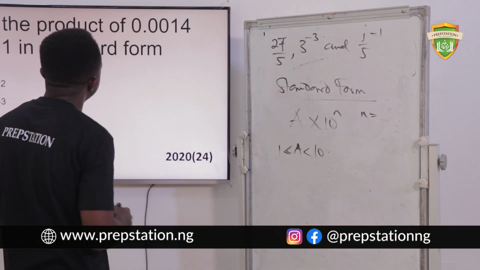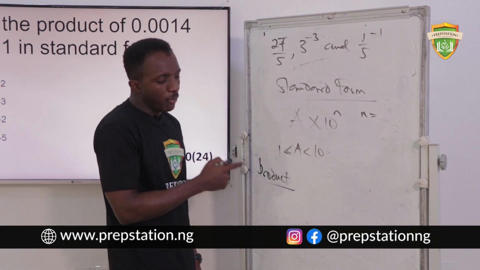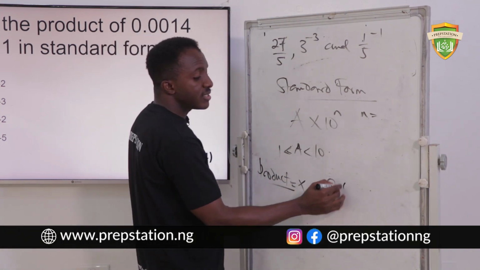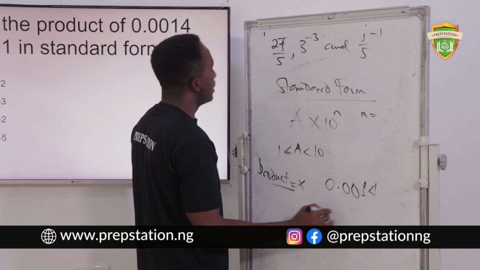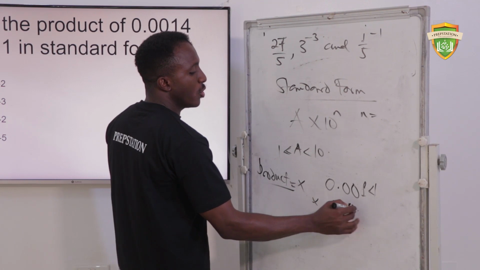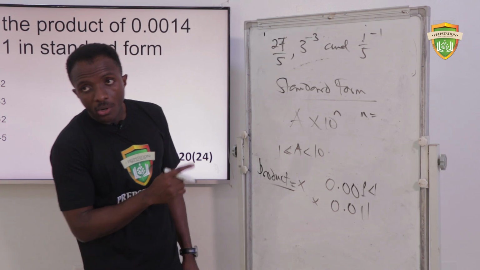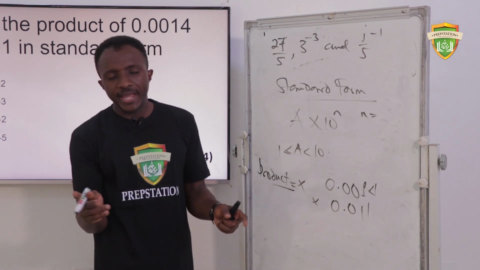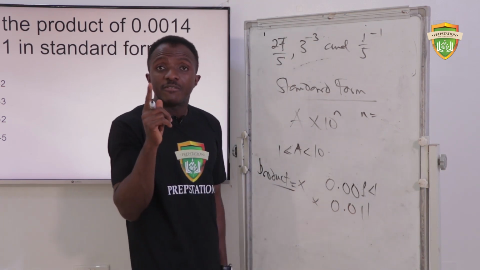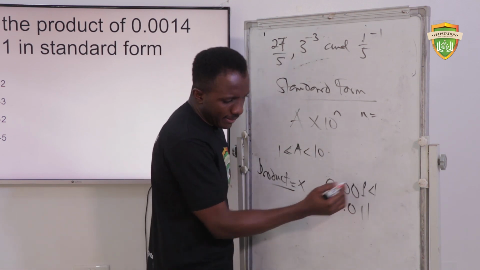Now this is the question. Express the product. Now the word there again is product. I told you in my previous example that product means multiplication. So what are the numbers? 0.0014 times 0.011. Now we're expected to express their product in standard form. Now it's simple. We can do it in two ways. We can express the numbers in standard form first, and then we multiply. Or we just get a number, not even standard form.